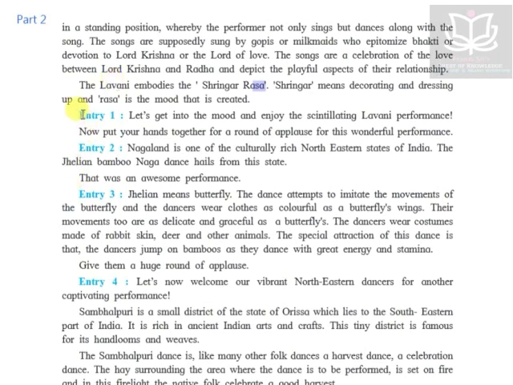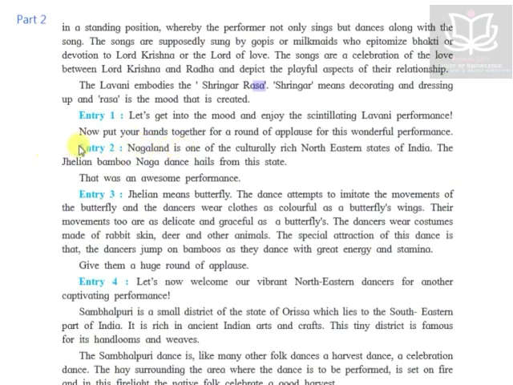Now there can be one or multiple people in the entire anchoring script. Here we can see there is entry 1. Let's get into the mood and enjoy the scintillating Lavani performance. Now put your hands together for a round of applause for the wonderful performance. After the performance, you could even say that it was very well performed by the dancer, or the group, and give a big round of applause to the people.